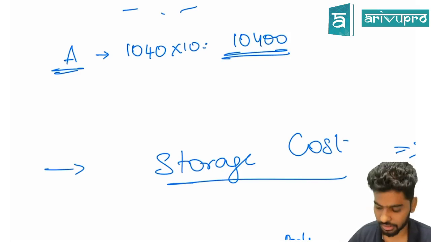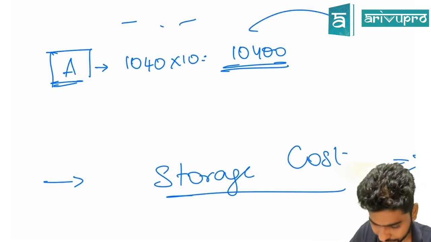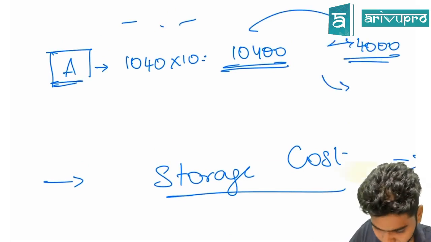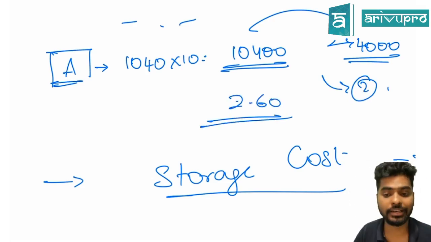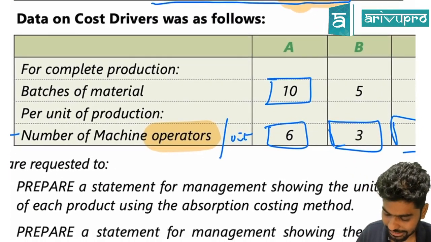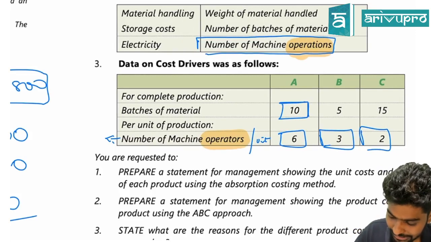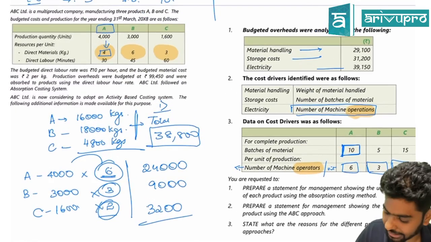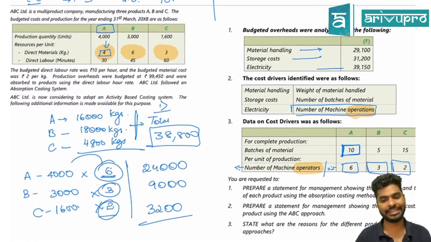Yes or no? This 10,400 is the total production of A, which comprises 4,000 units. So I'll have to find per unit how much it will be. It will be 2.60. Guys, again I'm repeating. See here, I have to always find per unit cost, but here it is saying that the entire production of A will be done in 10 batches.